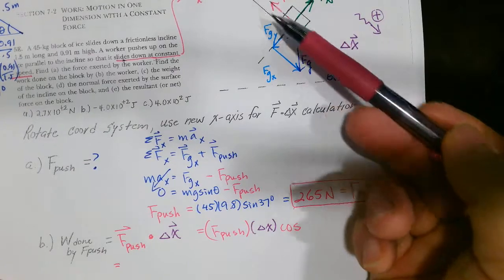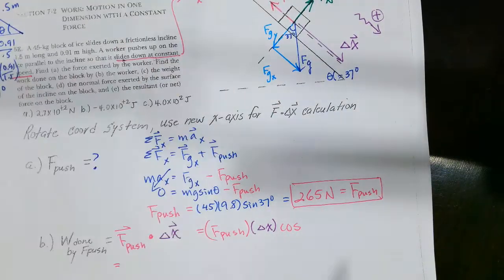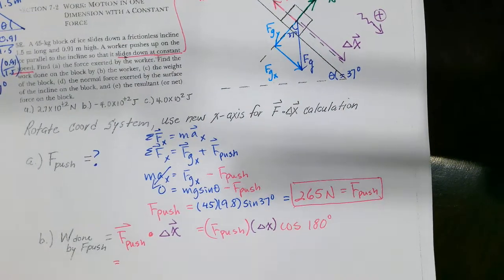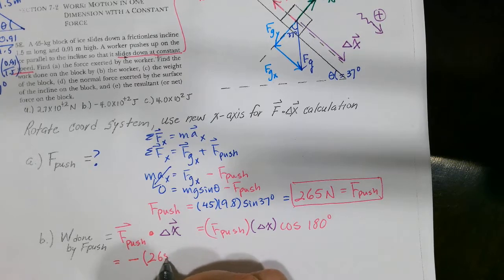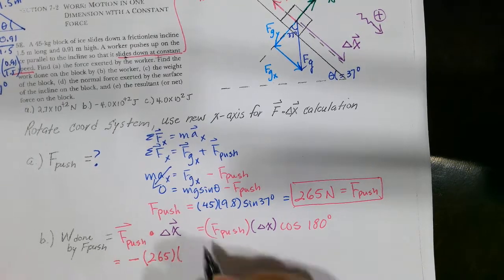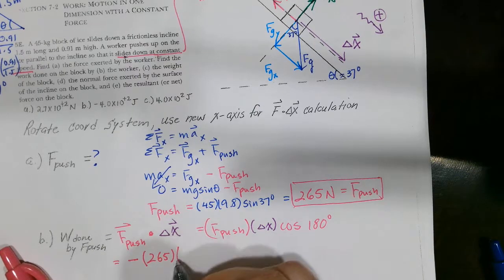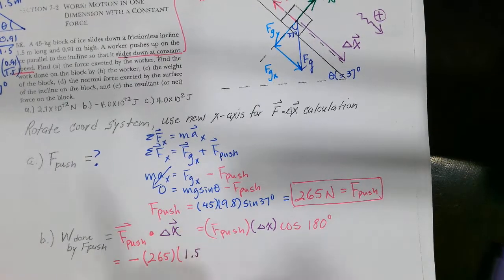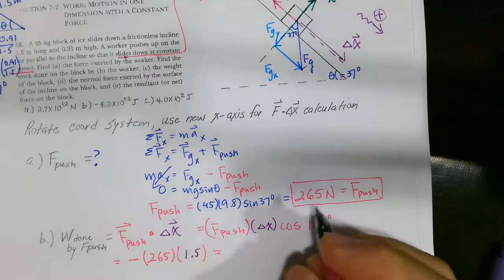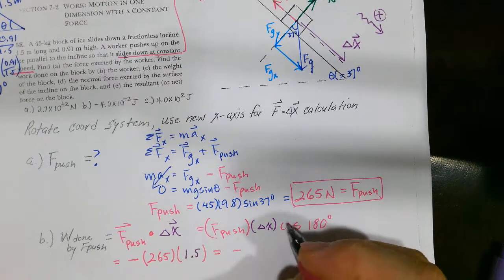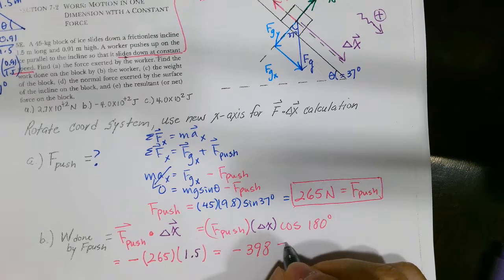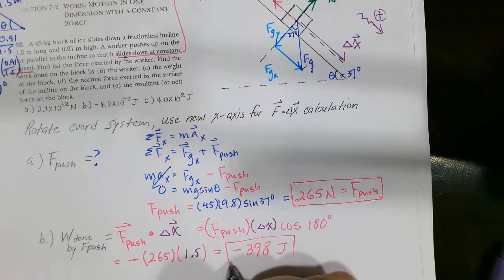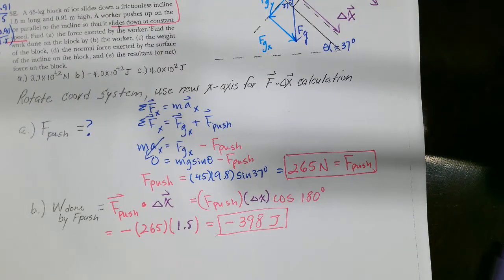Well, F push is going this way, delta X is going that way, that's 180 degrees, okay? So this is negative 1, so negative 265 times 1.5 meters, and that is negative 398 joules of work done by F push.